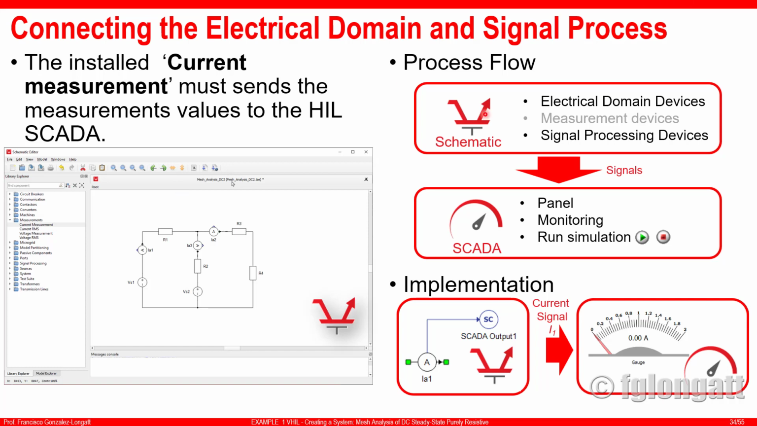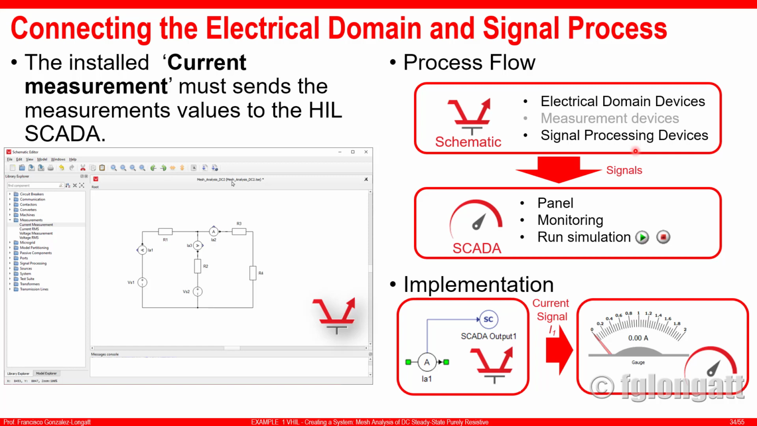At this stage over here, as the system is shown at the left-hand side, we are here finishing inside the schematic editor. In the schematic editor, we create the electrical domain devices, voltage sources, resistors, measurement devices, those current sources over there. But then we need to send the signals of our model from the model to the SCADA. And to do that, we need signal processing devices.